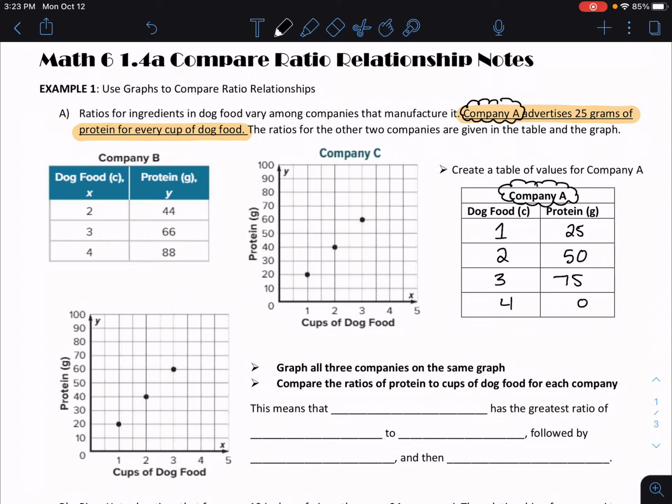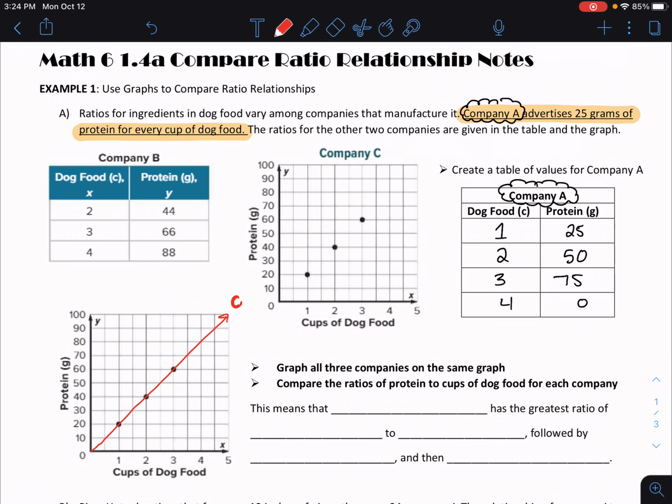So because of the way Company C is represented and the work that we've been doing with graphs, we are going to graph everything on the same coordinate plane. So we're going to have 3 sets of points on the same coordinate plane that represent the different companies. And we are going to compare which one has the greatest ratio of protein to dog food based on their graph. The first thing I'm going to do is connect the dots for graph C. So I'm going to take the dots for graph C, and I'm going to connect them. And I'm going to label this graph C.